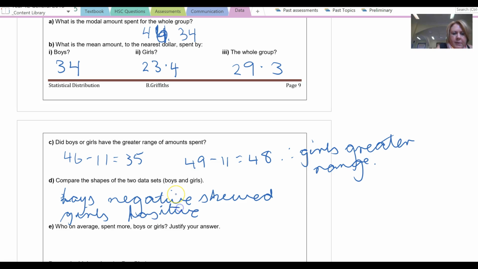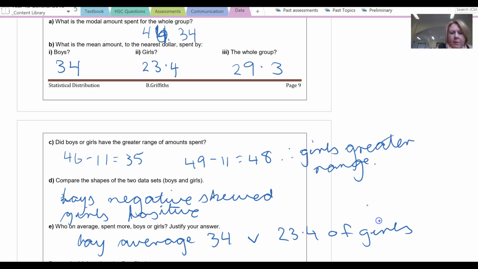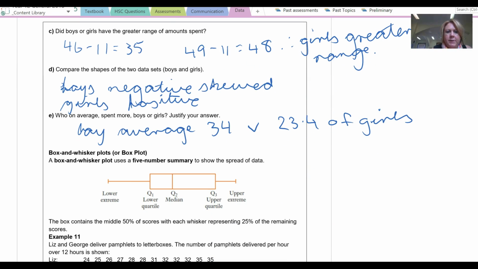Who on average spent more, boys or girls? Boys, average, 34 versus 23.4 of girls. So you can't just write boys, you need to support it with numbers.